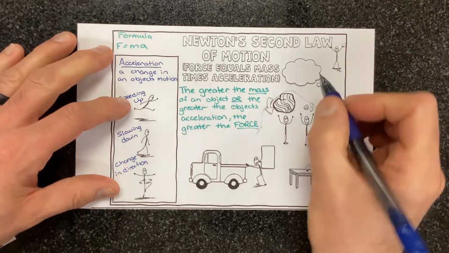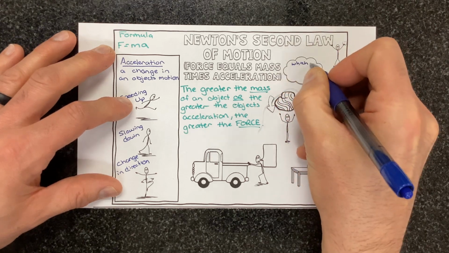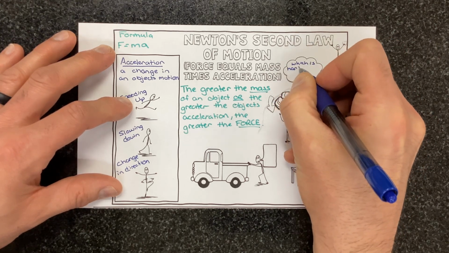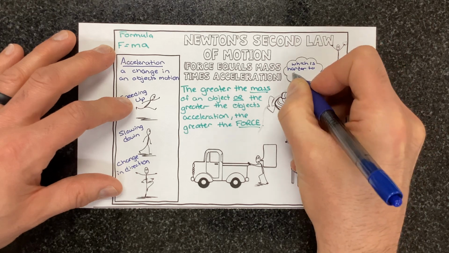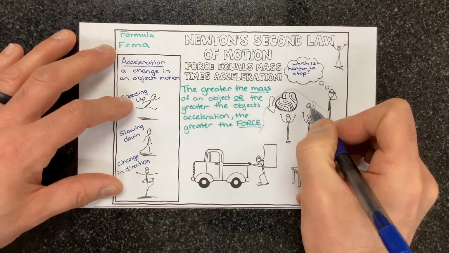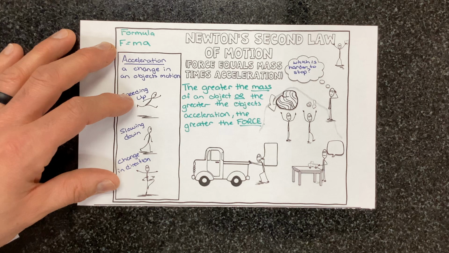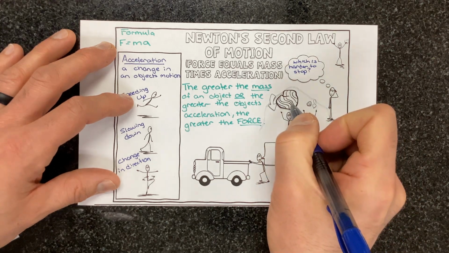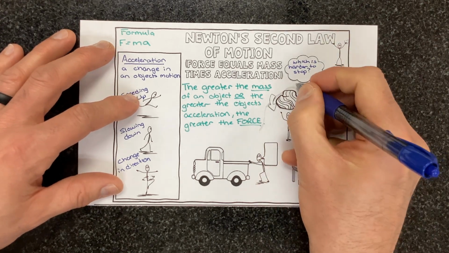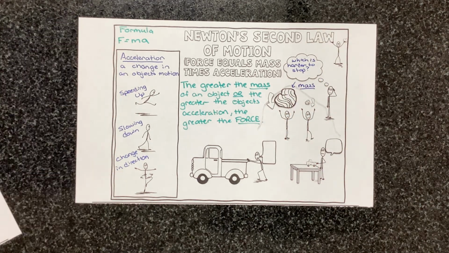Let's look over here. This guy's wondering which is harder to stop. This giant boulder or this tiny little rock? Well, any common sense person will let you know that that boulder is going to be a lot harder to stop. Why? Because it's got mass. It's got a much greater mass. It's going to be rolling down the mountain with more force than the tiny little rock.